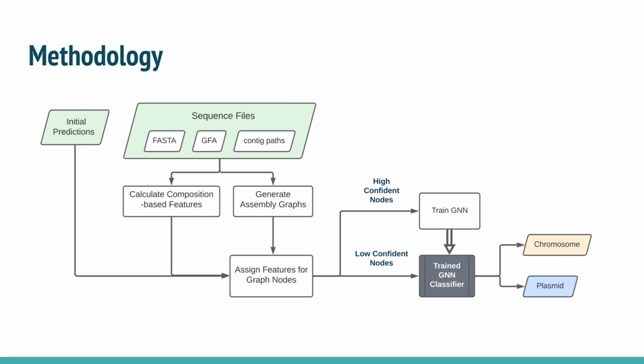Initial prediction contains the plasmid probability for each DNA sequence generated by another plasmid chromosome detection tool. It contains both low accuracy predictions and high accuracy predictions.